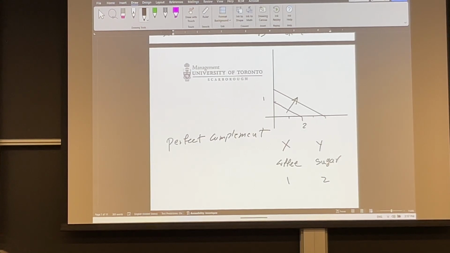Anything outside will be thrown away. If you give him 2 coffees and 2 sugars, the second coffee is thrown away. If you give him 3 sugars, 1 coffee, the third sugar is thrown away. He only consumes at that ratio. How do you write the utility function for him? That's the complement. Make sense?